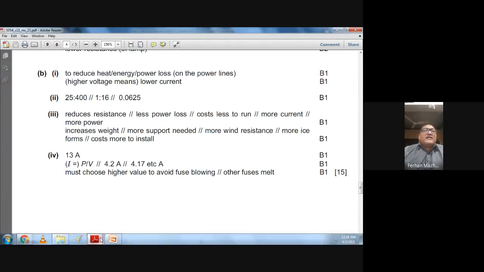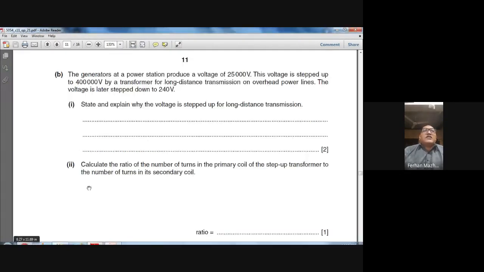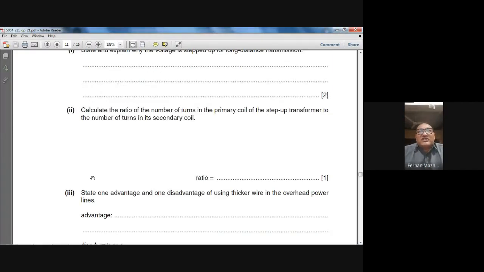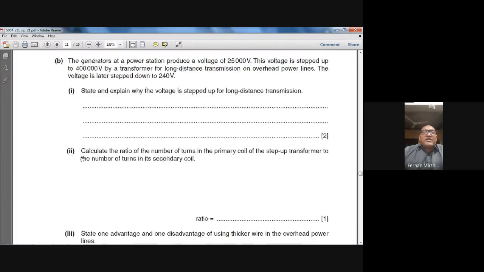So next part, the next question is: calculate the ratio of the number of turns in the primary coil of the step-up transformer to the number of turns in its secondary coil. I want to find the number of turns in the primary to the number of turns in the secondary. I know two things: the primary voltage is 25,000 and the secondary voltage is 400,000. So by using them, I can find the ratio of the turns.